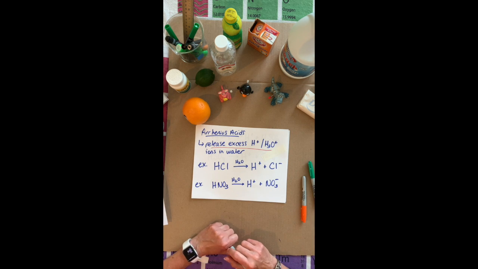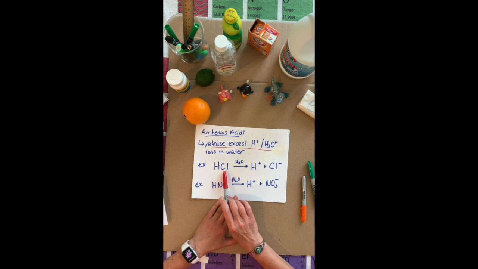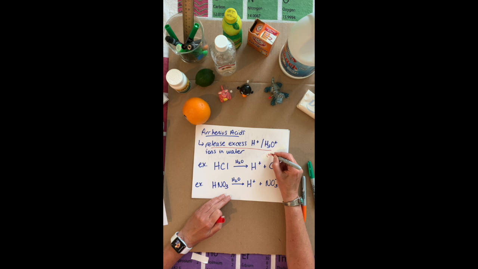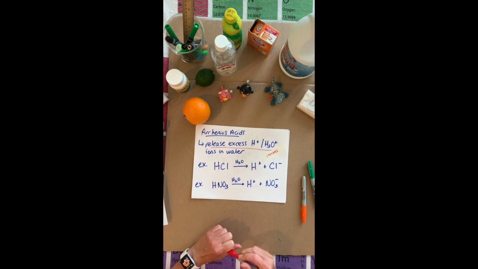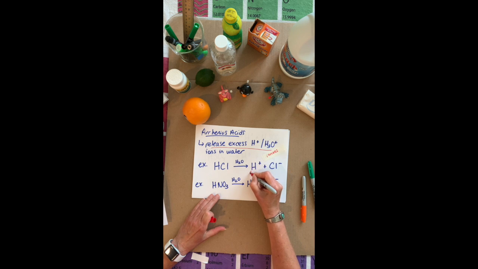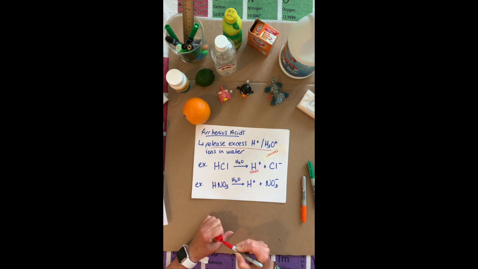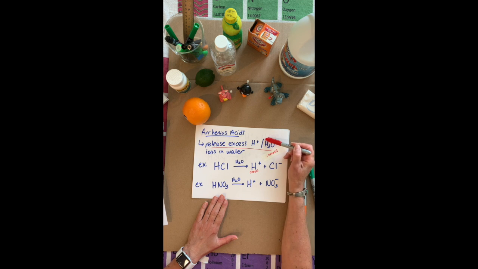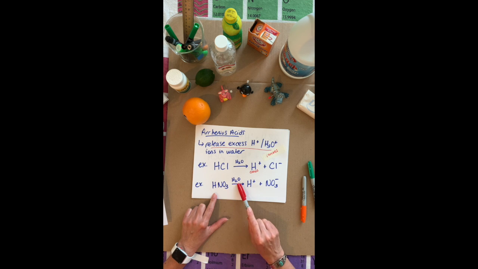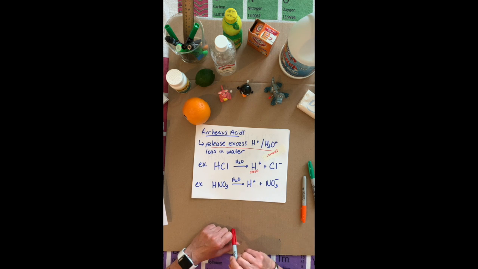So let's look at these 2 examples. Hydrochloric acid, when placed in water, ionizes to become hydrogen ions and chloride ions. This creates an excess of those hydrogen ions and therefore falls into the definition of an Arrhenius acid. Likewise, nitric acid placed in water ionizes to form an excess of hydrogen ions and nitrate ions there.